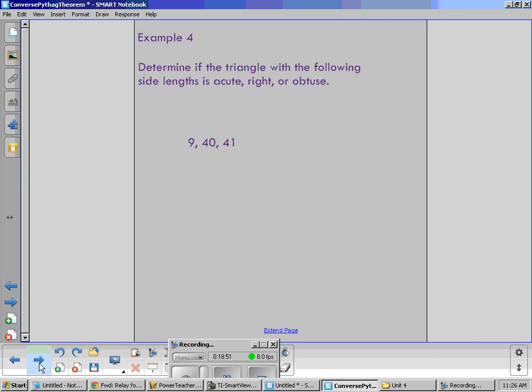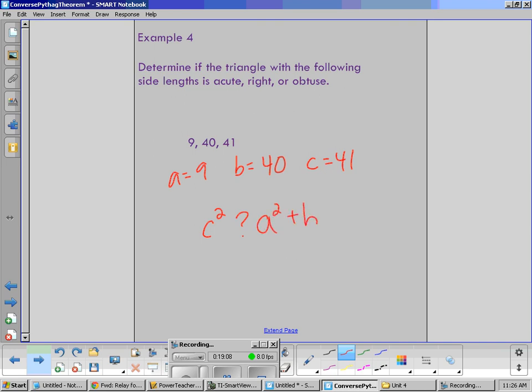Example 4. Determine if the triangle with the following side lengths is acute, right, or obtuse. A is always the smallest, B is the one in the middle, and C is always the longest. We want to know what relationship C squared has to A squared plus B squared. Remember, C squared equals, it's right. C squared is less than, it's acute. And C squared is greater than, it's obtuse.